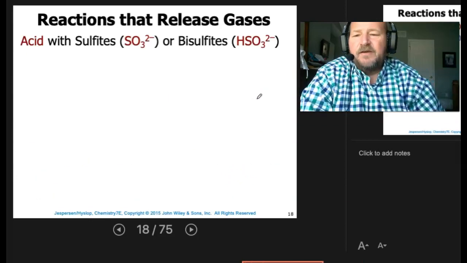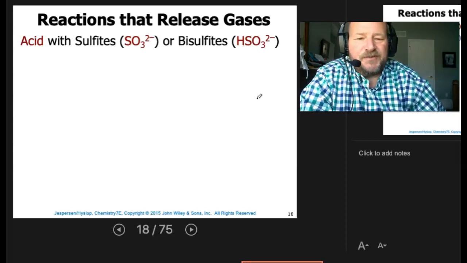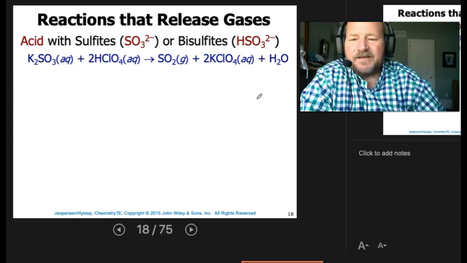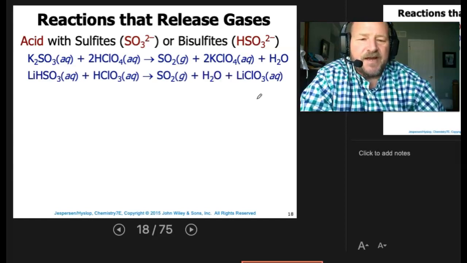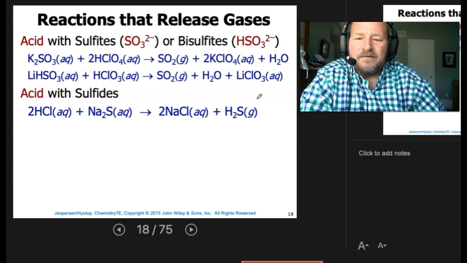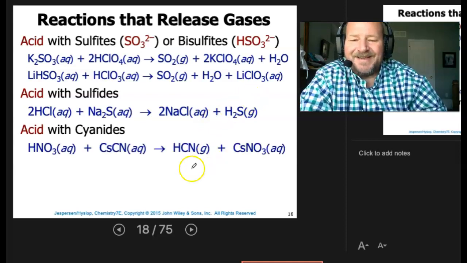So acid with sulfites or bisulfites. There's that HSO3. All right, they'll typically give you SO2 gas. So here we see potassium sulfite giving us SO2 gas. Lithium bisulfite is going to give us SO2 gas. Acid with sulfides, again, you'll get the H2S. Okay, so we get another gas. Acid with cyanides will typically give you HCN as a gas.